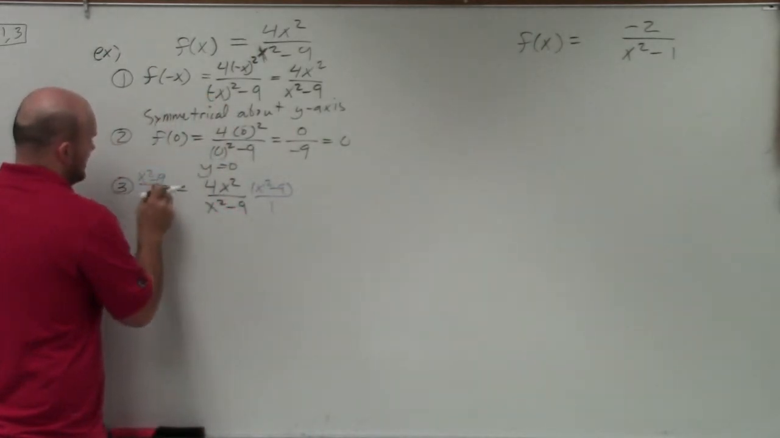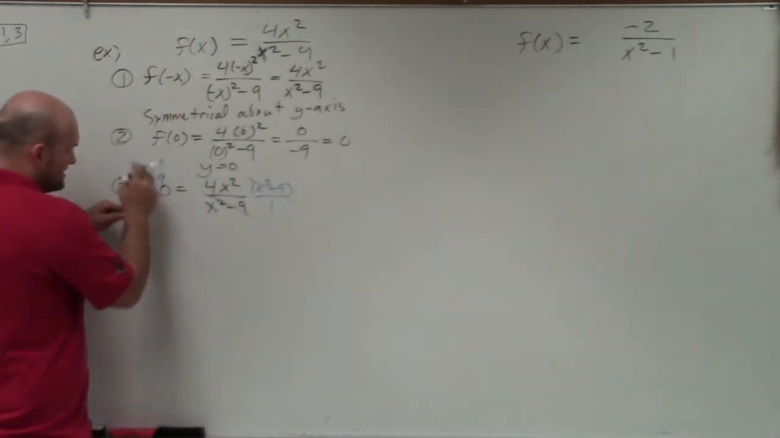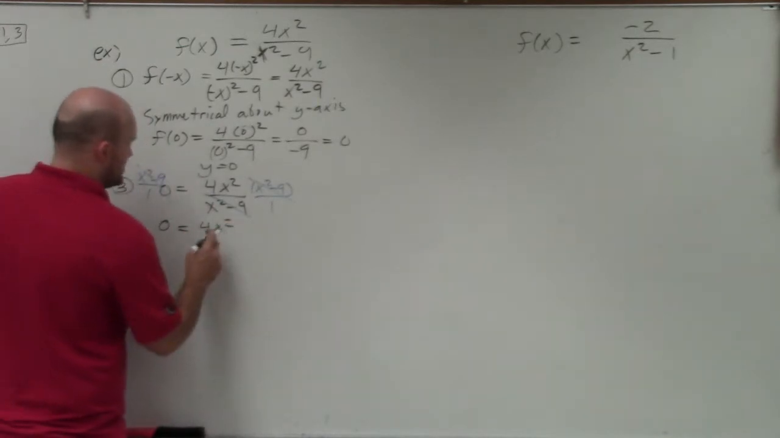It doesn't matter what I multiply over here. Now those divide out, and this multiplies to give you 0. So you're left with 0 equals 4x squared. So you divide by 4.